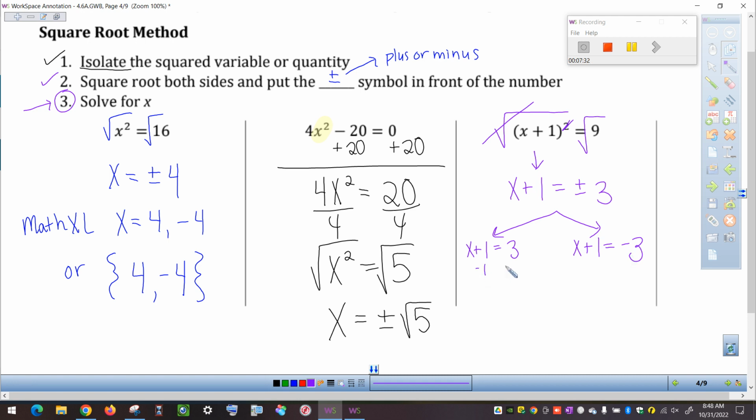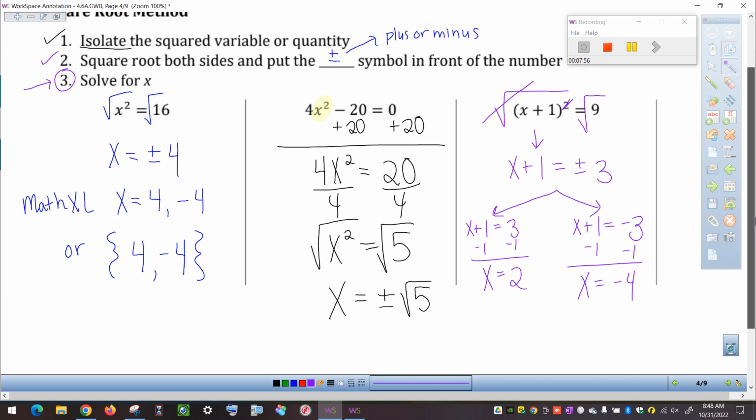So we can do that by subtracting 1 from both sides. So on this side over here, we end up getting that x equals 2. Over here on the other side, when we subtract 1 from both sides, we get our other solution to be negative 4. So notice that sometimes our solutions are just 2 completely different numbers. It's not always like positive 3 and negative 3 if we have to do that final step of solving for x.